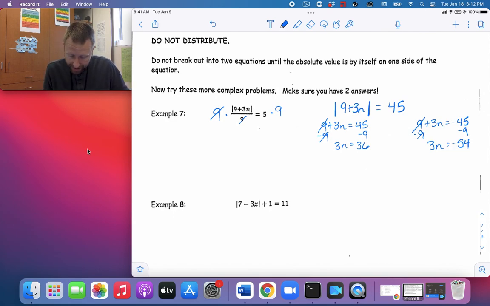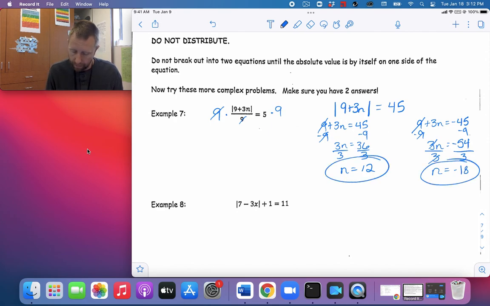So 36 divided by 3 gives me my first answer of 12. And then negative 54 divided by 3 is negative 18. So I've got n is positive 12 or n is negative 18.